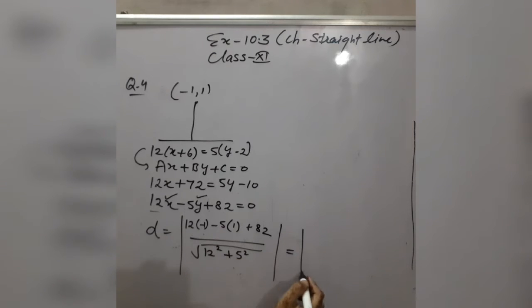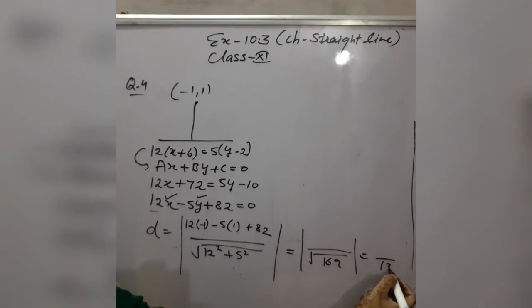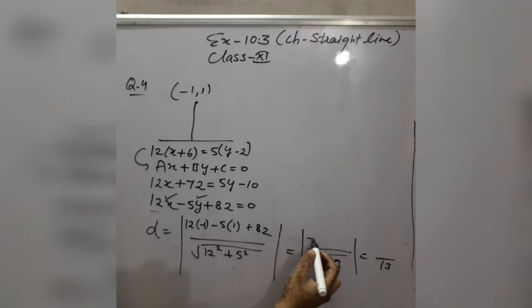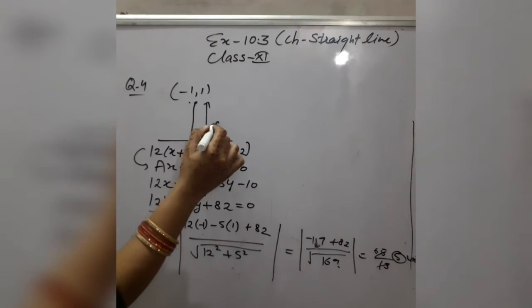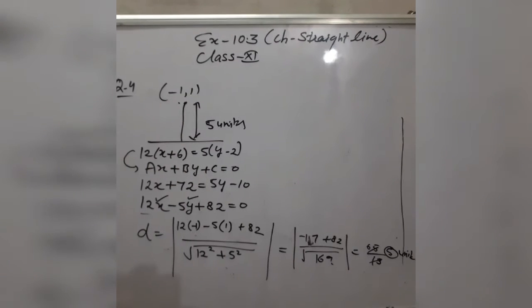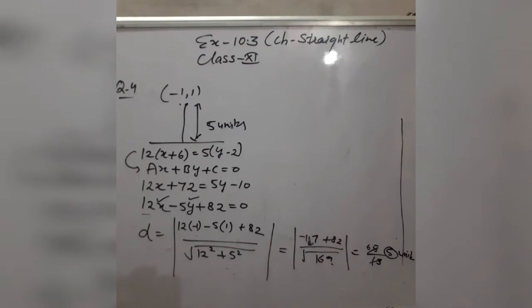All of you know that 12 square is 144, square of 5 is 25, 144 plus 25 is 169, and root of 169 is 13. And in the numerator, minus 12 minus 5, minus 12 and minus 5 becomes minus 17, and minus 17 plus 82 gives you 65. So 13 is cancelled with 65, giving 5. 5 units is the distance of the given point from the given line, meaning this distance is equal to 5 units. So this is question number 4. I hope all of you understood this sum.